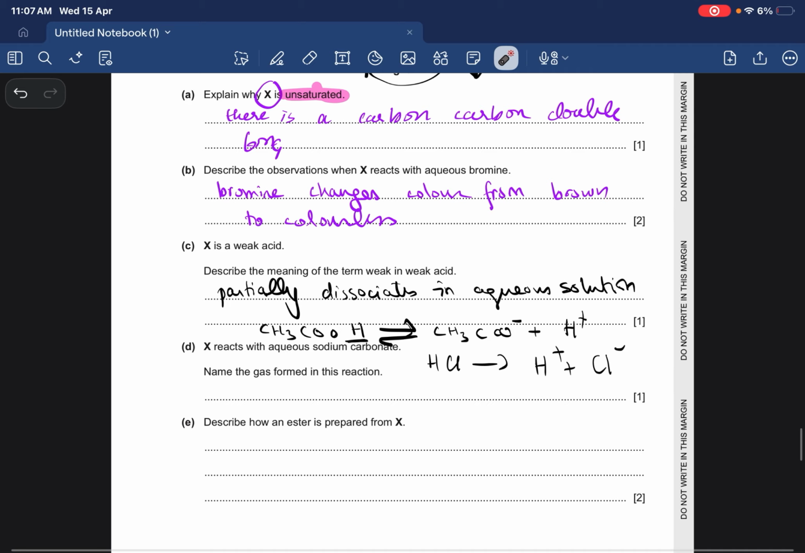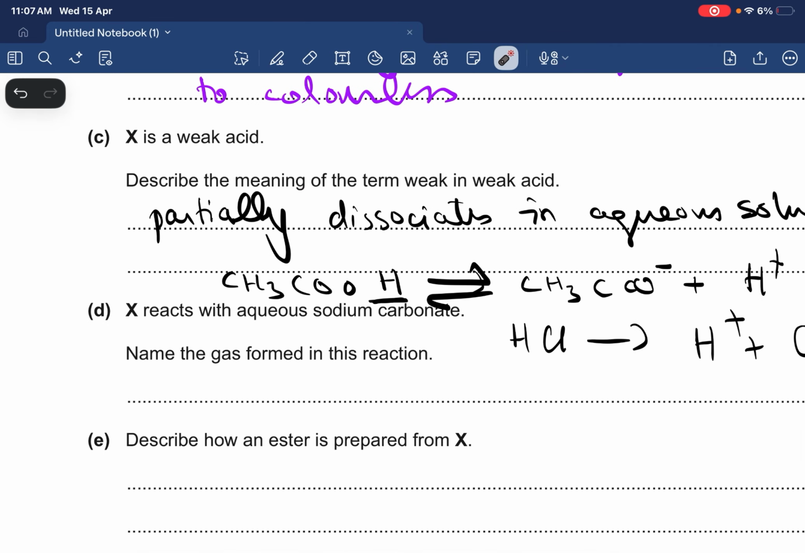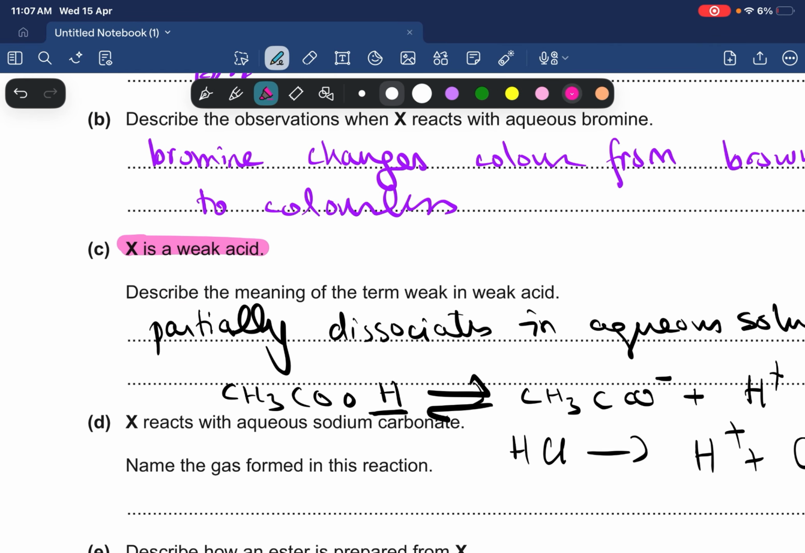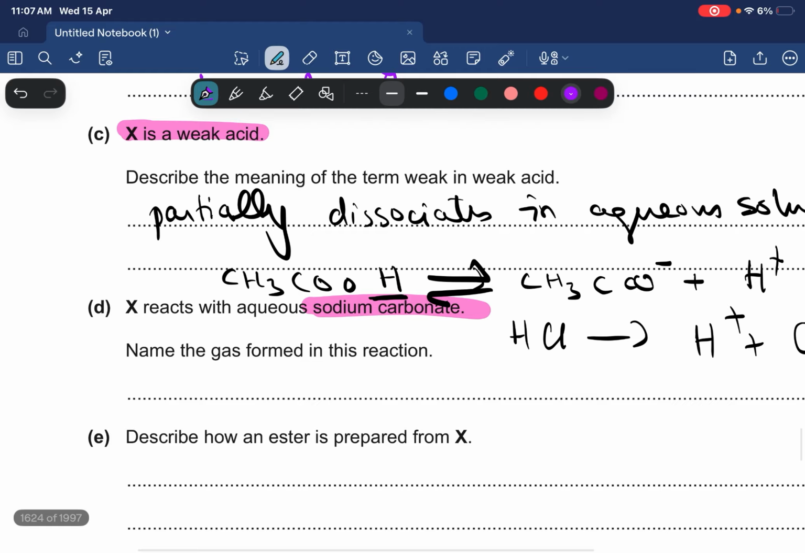Okay, name the gas formed. X reacts with aqueous sodium carbonate. What is X? It's an acid. We don't care if it's weak or strong, but it's an acid and it's reacting with a carbonate. And we know that acids react with carbonates, so what kind of gas do we produce? We form carbon dioxide gas. When acids react with metals, we form hydrogen gas. We don't forget this stuff.